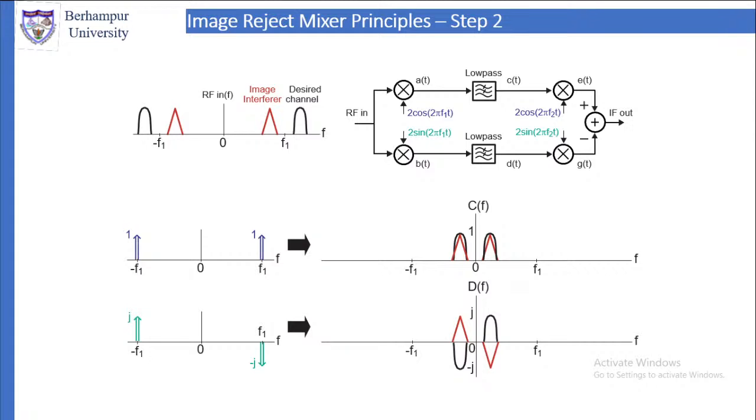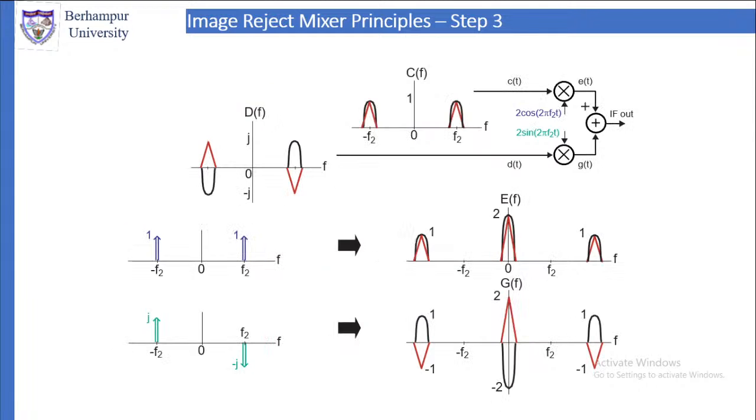Because the other part we have filtered out using the low pass filter, as shown in the previous figure. So after the low pass filter, this is what you will get in the frequency domain. Then you come to the third step.